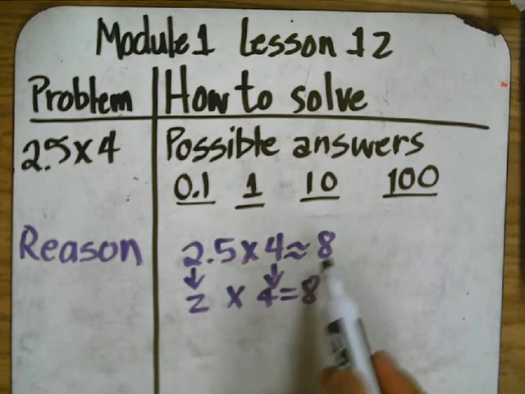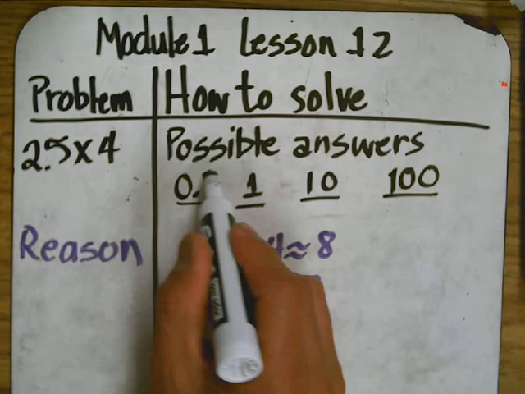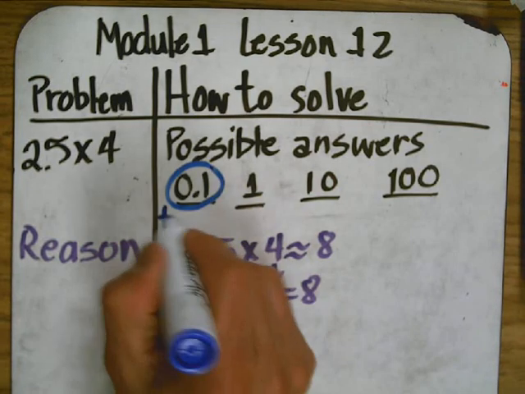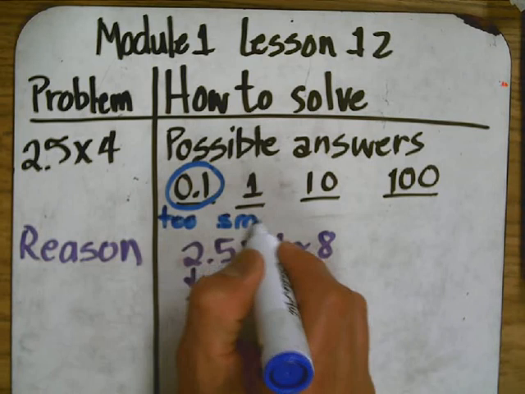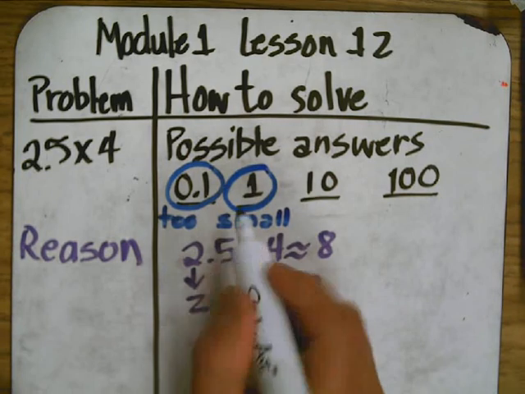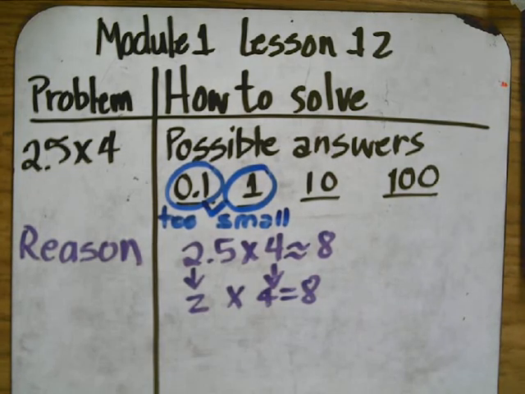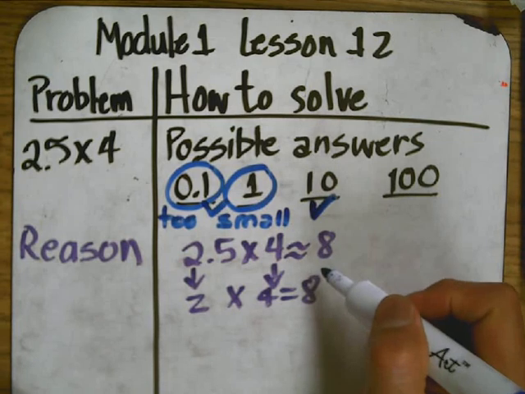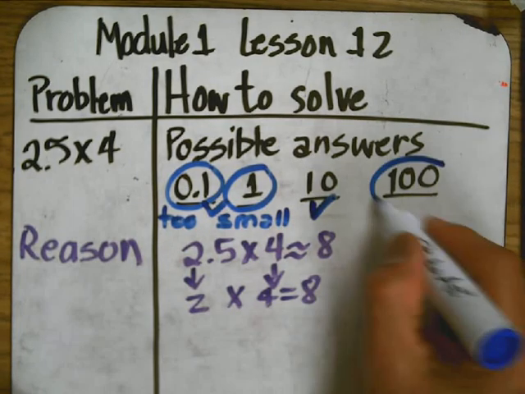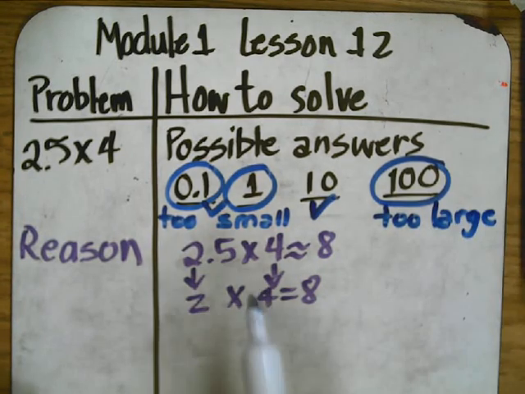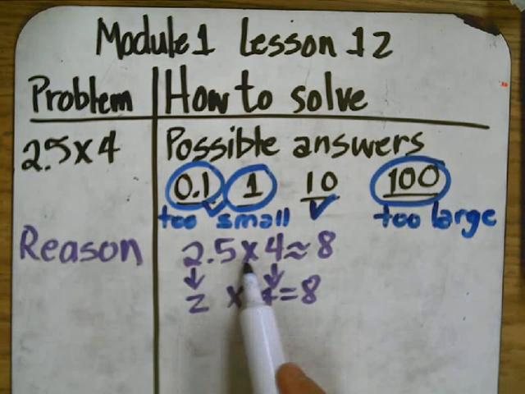Now if you look at the possible answers, you know that 1/10 is too small. Let me write that with a different color. This is too small to be the answer of 2 5/10 times 4. And this one is also too small. So these two are too small to be the answer for this multiplication problem. This can potentially be the answer because 10 is close to 8. And 100, I believe, is too large to be the answer for the multiplication of 2 5/10 times 4.